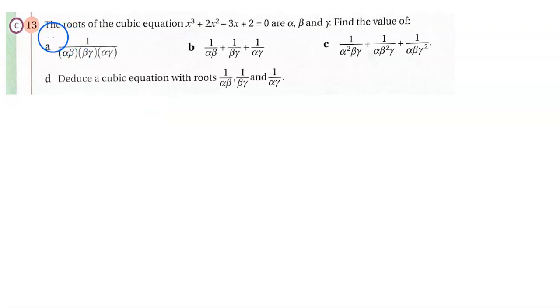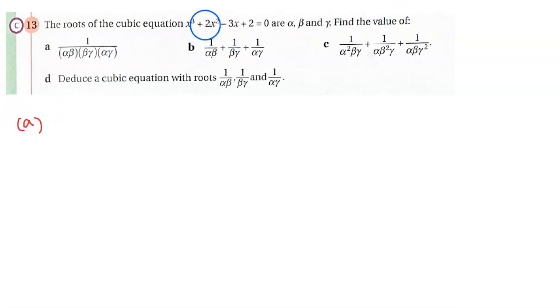Okay, question 13 of the Polynomials exam style question section. The roots of the cubic equation x cubed plus 2x squared minus 3x plus 2 equals 0 are alpha, beta, and gamma. And then it says find the value of 1 over alpha beta times beta gamma times alpha gamma.